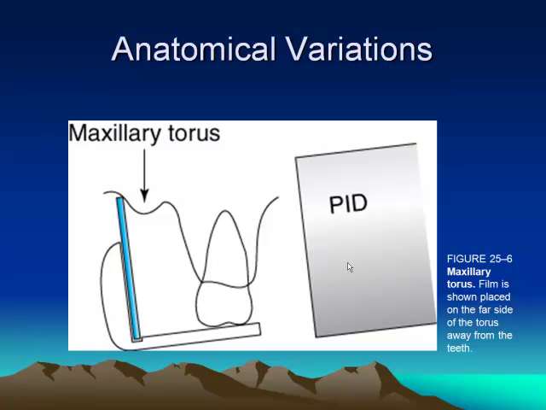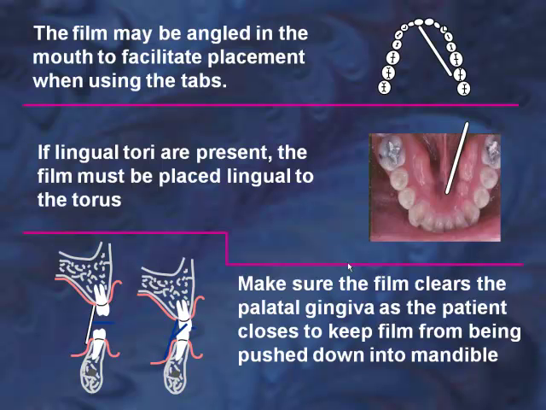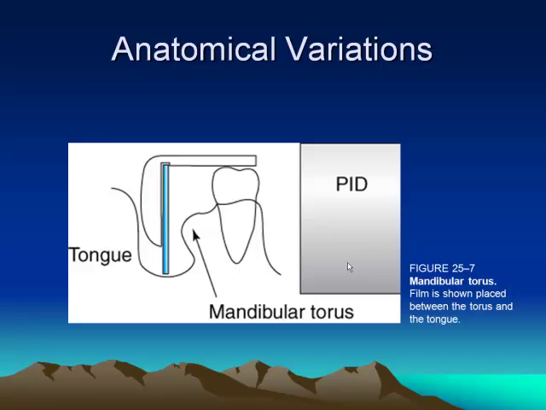If a patient has maxillary tori, use a PA and place the film on the far side of the tori, never on top of the bony projection. The film may be angled in the mouth to facilitate placement when using the tabs. If there's lingual tori present, the film must be placed lingual to the torus. Make sure the film clears the palatal gingiva as the patient closes, to keep the film from being pushed down into the mandible.